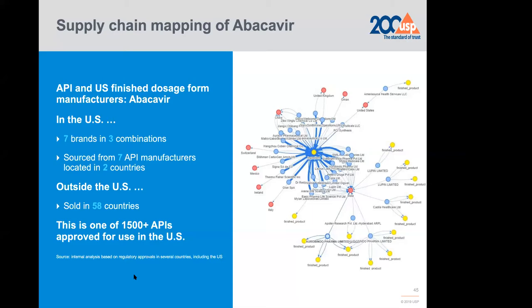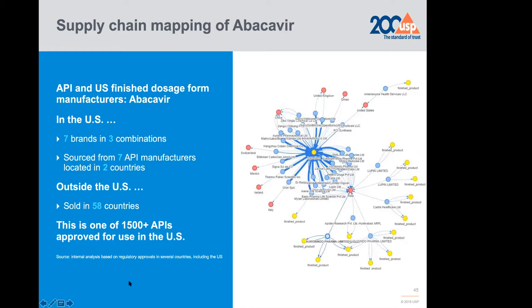And of course, the finished product manufacturers as well. So it's one example: the number of different manufacturers, the number of countries that they're in. And as I said, it's a relatively simple example. So in the United States, the US FDA has approved well over 1,500 medicines with unique APIs. There are thousands of medicines approved on different formulations, they're called, but underlying those are over 1,500 unique active ingredients. So multiply that chart on the right-hand side by 1,500, and that's the beginning of what it looks like to talk about the global supply chain.